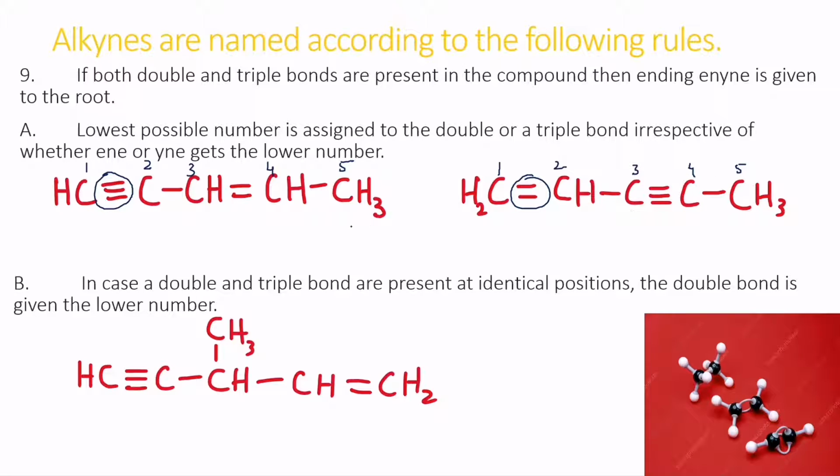And how are we going to write the names? We always write the name of the double bond first and then followed by the triple bond. So in this case it will be written like 3-pentene-1-yne, and over here it will be 1-pentene-3-yne.